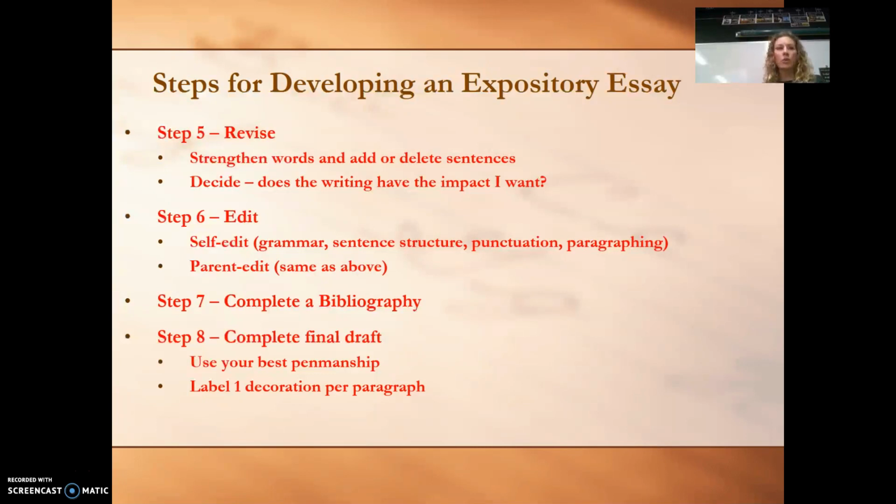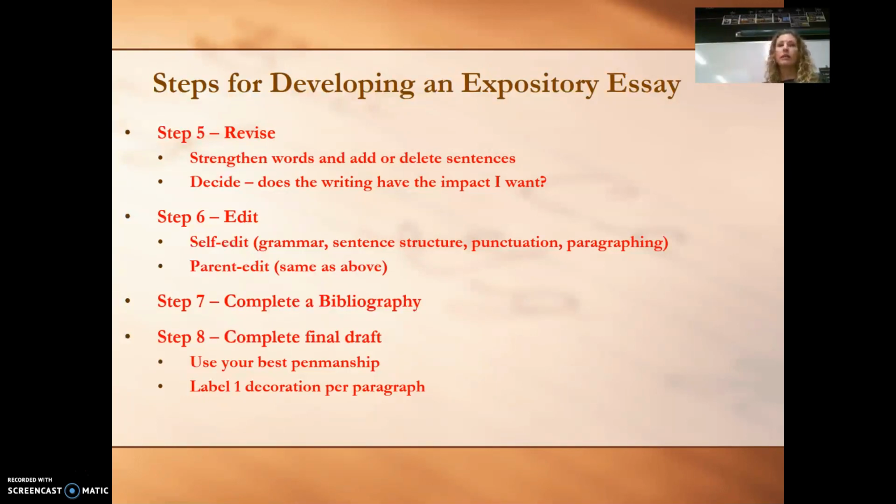And then you will ask your parent to do a parent edit. You should always be editing your own rough draft before you ask your parent to do that. That is not their job to catch all your mistakes. That's your job. Step number 7 is to complete a bibliography. We're actually going to do that together. Okay, so you guys will fill out your bibliography worksheet, but as for the actual bibliography that's going to get turned in, we're going to do that together.